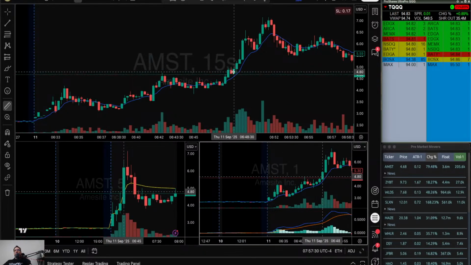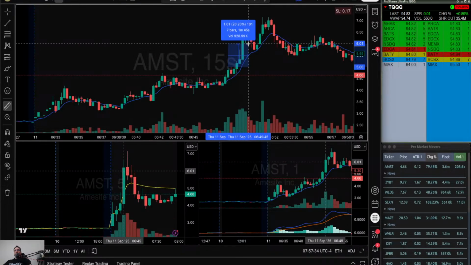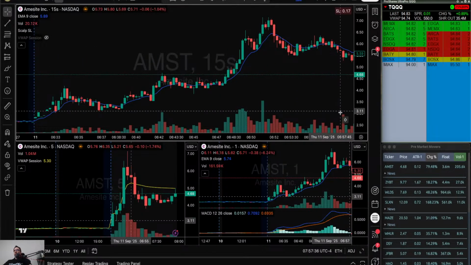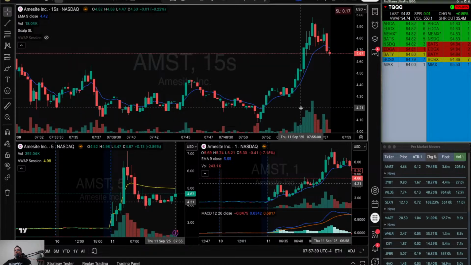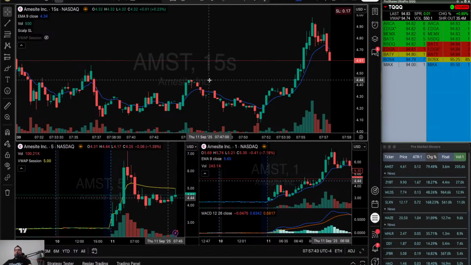That is an A plus setup. You got a run up, you got a micro pullback there. You're risking about 30 cents and you make about $1. That's an A plus setup. So that could have been one good trade.